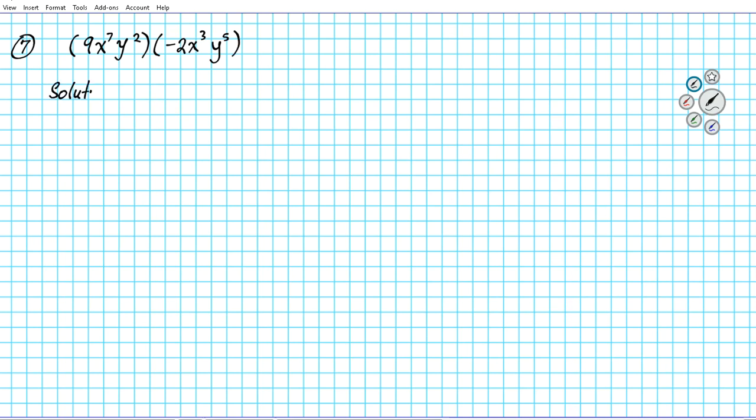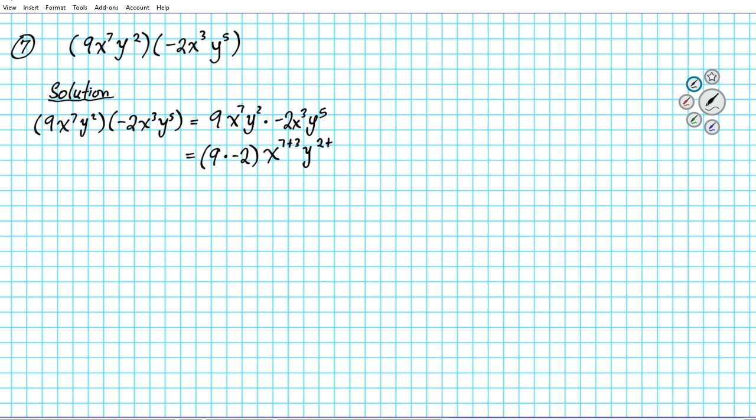All right, so we're multiplying two monomials. So what we're going to do here is just basically express this as a product of two monomials. We can drop the parentheses. Okay, so it becomes 9x to the 7th y squared times negative 2x to the 3rd y to the 5th. Okay. All right, so we'll multiply the coefficients, 9 times negative 2. And then exponents with the same base, what do we do? We add the powers. X raised to the 7 plus 3, and then y raised to the 2 plus 5.